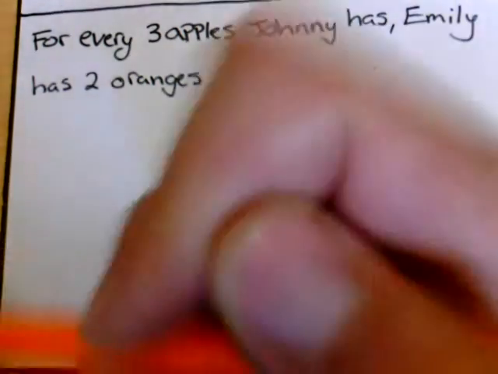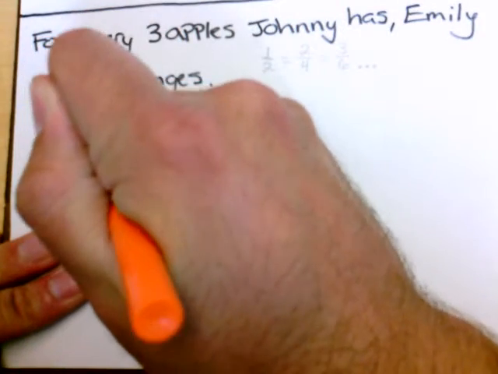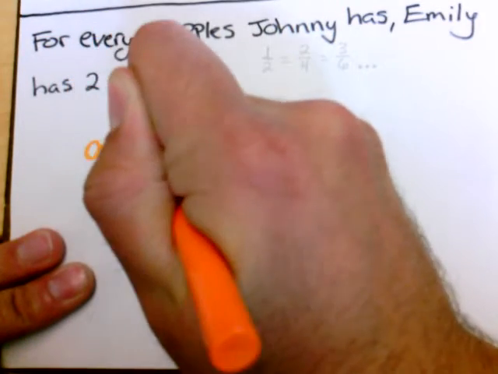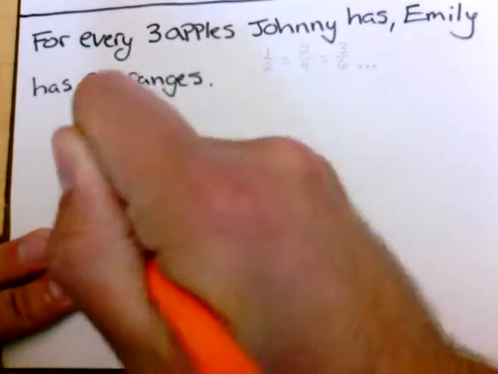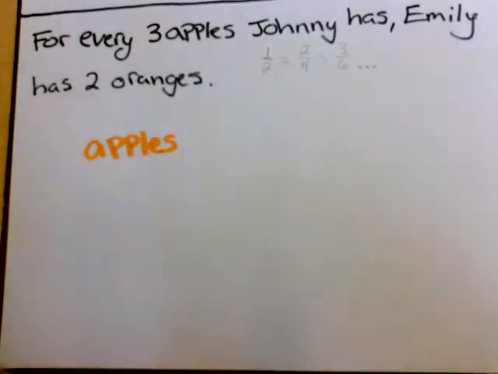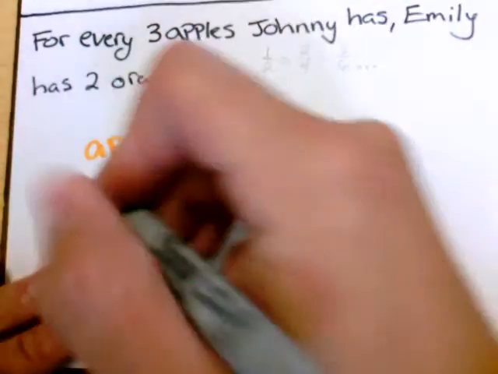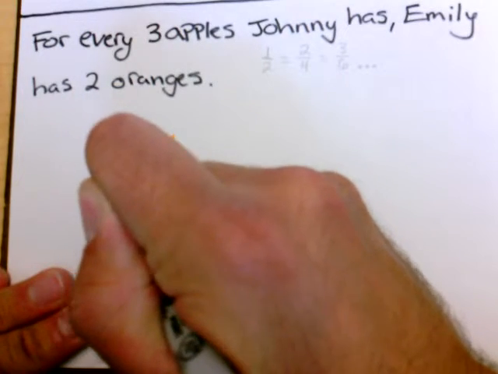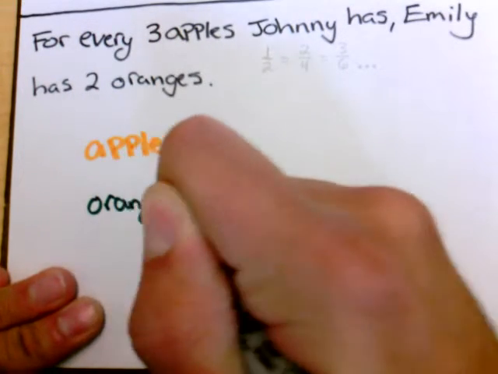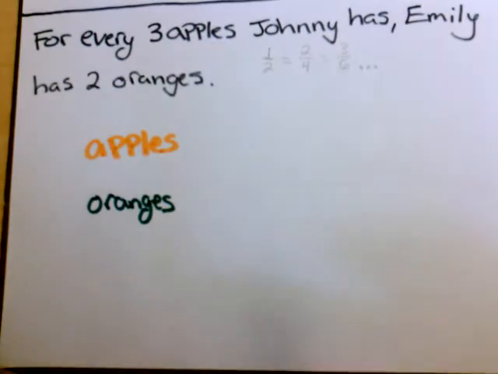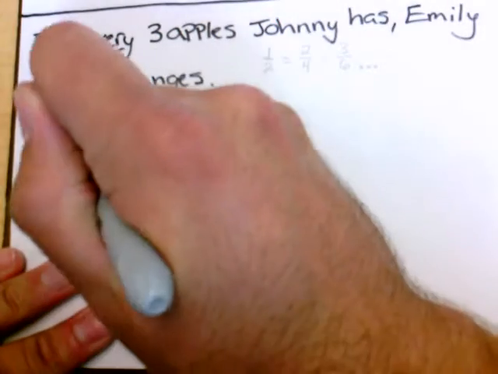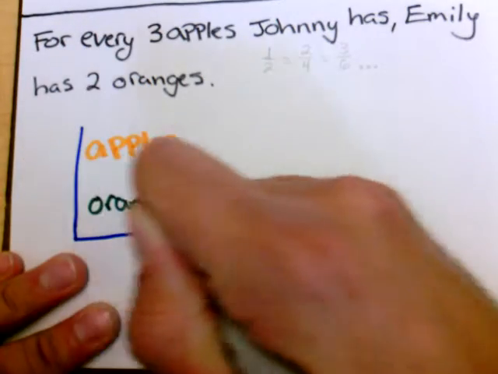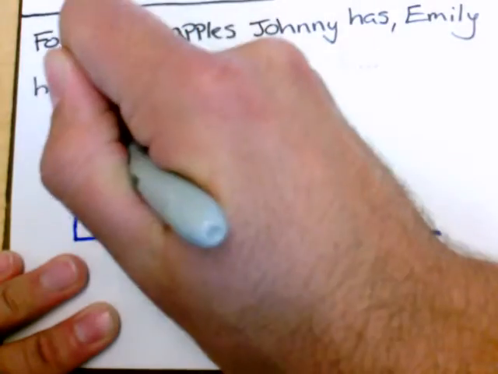So we're going to have apples, and my suggestion, always use your labels. Alright, so we have apples on top, and we're going to have oranges on bottom. Probably should have put oranges in the color orange. So now we're just going to make a nice table. Alright, just make a nice box.